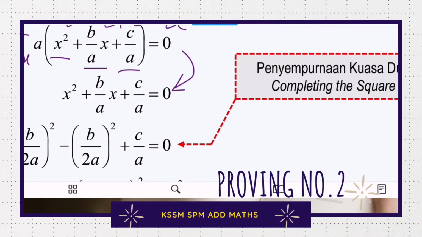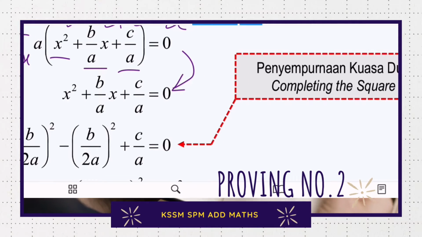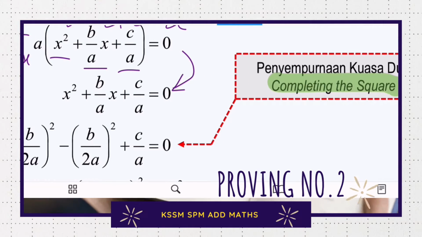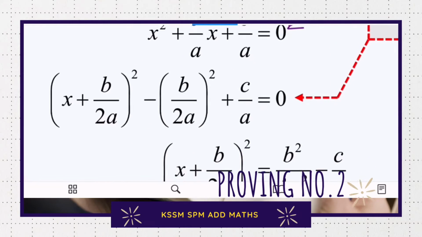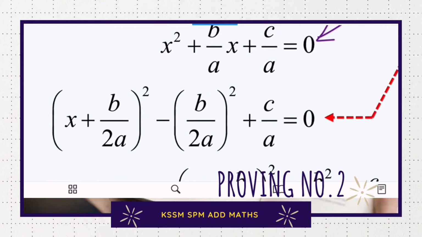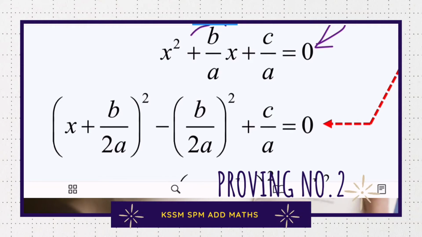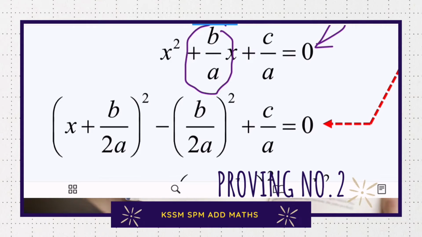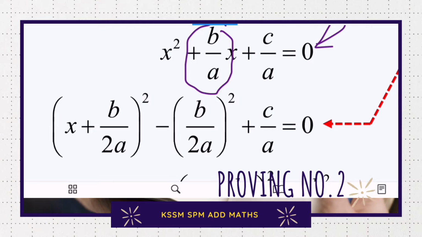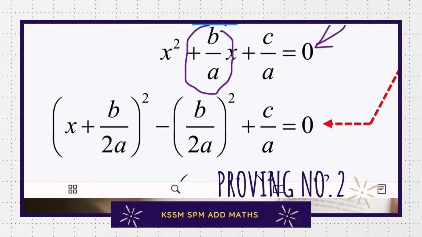And then we need to do completing the square. How to do the completing the square is we need to identify half of the b, taking b over a. This is half of b, the coefficient of x. It's not a small b, so half of b over a is b over 2a.